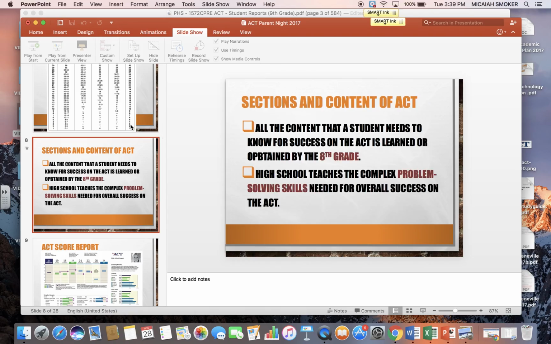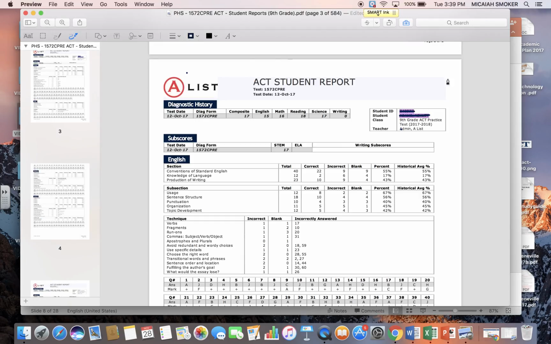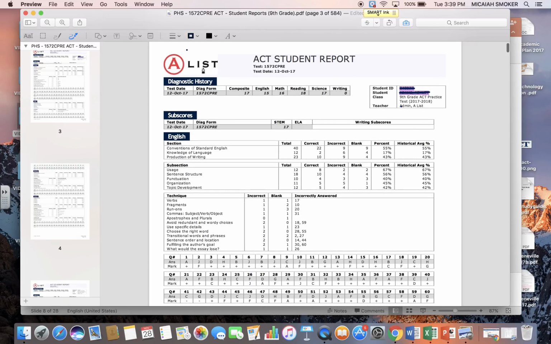Now, let's look at the A-List report. This is the test that the students took in October. It's one that we offered, and we had it graded, and we had a data analysis from a company called A-List. So here you can see, and I'll highlight some things, this particular student made a 15 scale score in English, 16 in math, 18 in reading, 17 in science, and then they added those up and gave them a composite of 17. So when we say ACT score, that was their overall ACT.